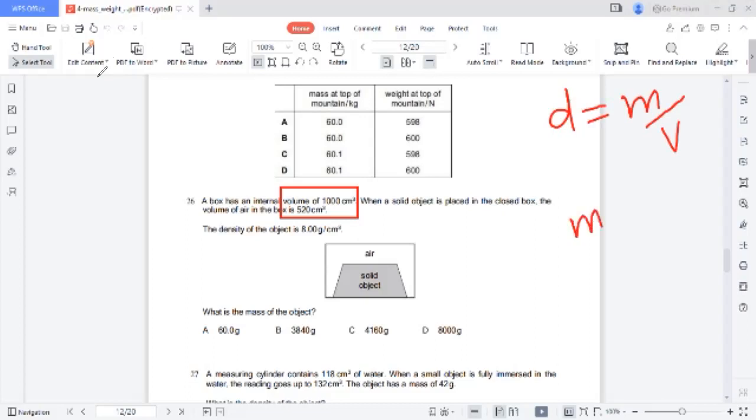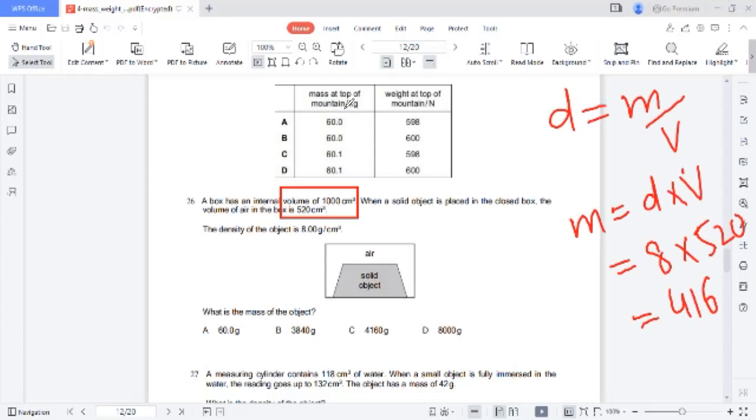So mass is density times volume. So density is 8 and volume is 520. So it would be 4160 grams. So the option is this one, and the rest of the options are incorrect.